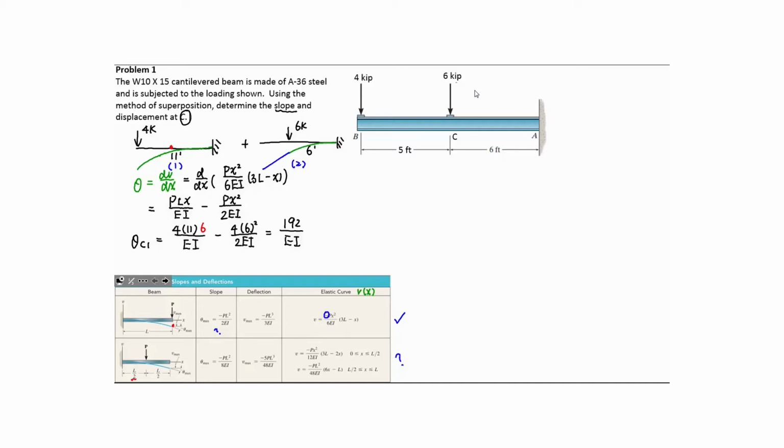Take a look at here. In order to use the second row, your load has to be acting in the middle of the beam. Is your load acting in the middle of the beam? The answer is no, because this side is 5 feet and the other side is 6 feet, so it's not in the middle. Which means we cannot use anything in this equation. So now what should we do?